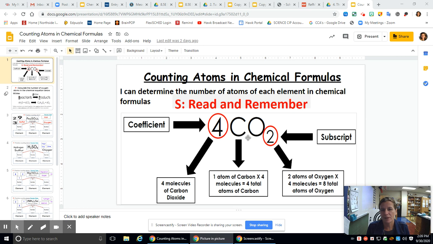Then looking at carbon, there is no subscript here, so it's just 1 atom of carbon. So I have to take that coefficient and multiply it by that 1 carbon. So 4 times 1 would give me 4 atoms of carbon.